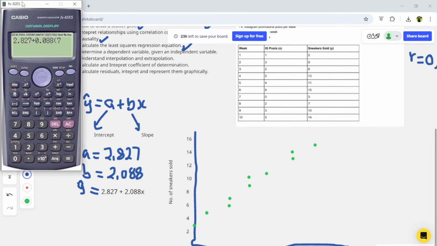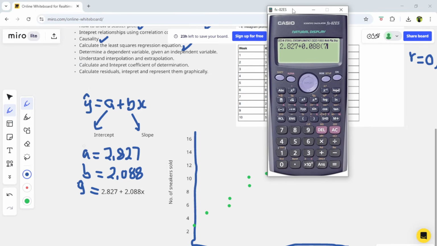So understand this. It says determine a dependent variable. What is a dependent variable? It is y. Determine y for a given x value, because the given independent variable is your x value. So now we are determining y using this information for a given x value of 7 in this example. So basically we're just going to substitute everything in this calculator, and in this equation. We're going to substitute 7, and let the calculator give us the answer.